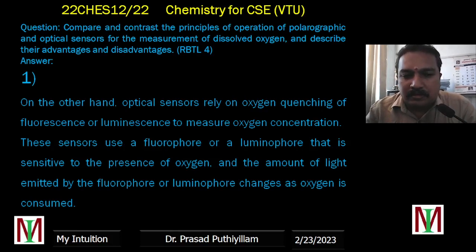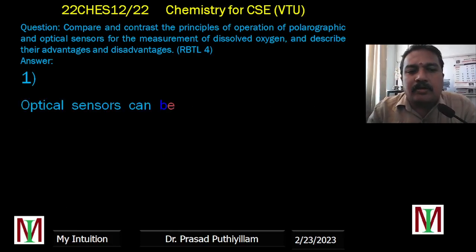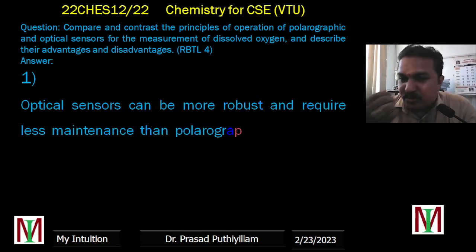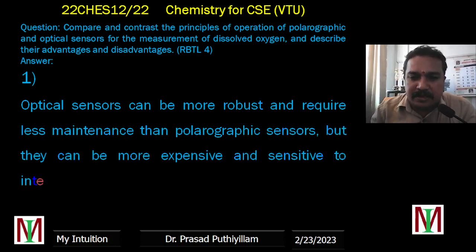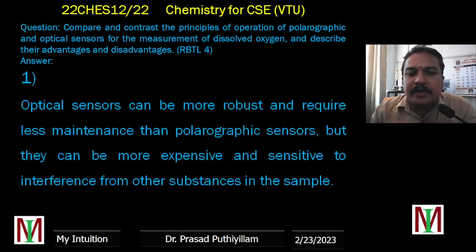Optical sensors can be more robust and require less maintenance than polarographic sensors, but they can be more expensive and sensitive to interference from other substances. More robust means they are faster, more accurate, and less maintenance is required.